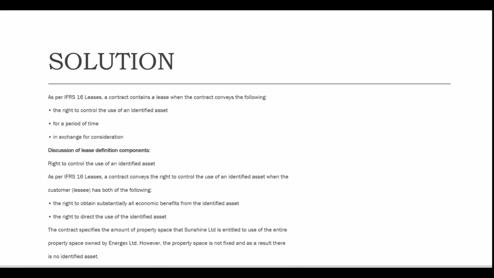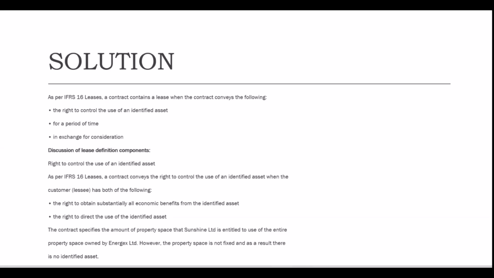Remember that one of the aspects of the definition is what? It's a contract that conveys the following: the right to control the use of an identified asset. So the asset has to be what? Identified. There has to be a specific asset. When you read the standard, it says a specific asset. So not in this case where they can change the location whenever it suits them. Today is 20 meters square, tomorrow I give you 10 meters square, the next day I give you 40 meters square. No, it has to be what?